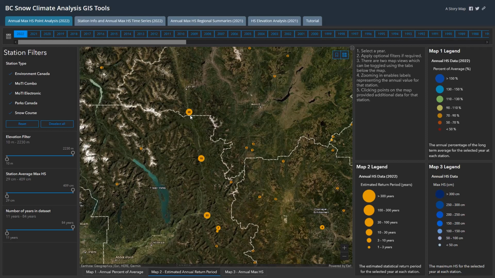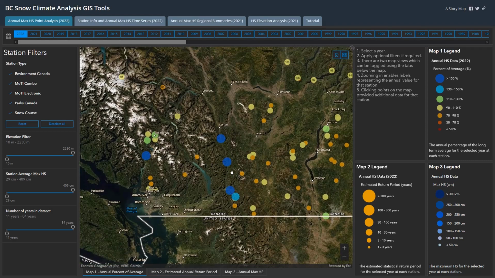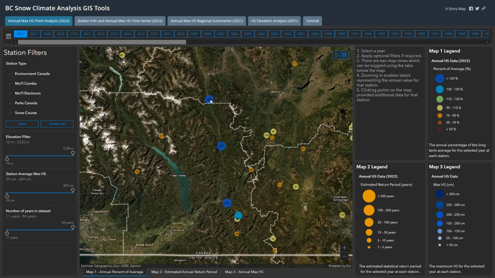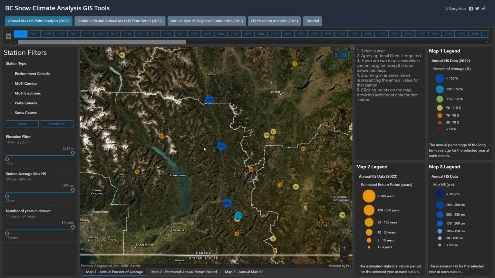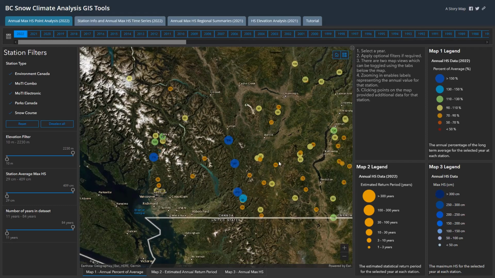All 3 stations picked up larger events, and you can click back and forth. You can see these same 3 here, well above average, 200% of average, double the snowpack. But these are quite dry stations, with your maximum height of snow being 72 this year versus an average of 35. So it's double, but it's not double a huge amount of snow, right?